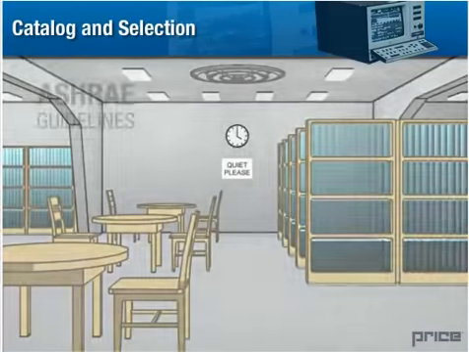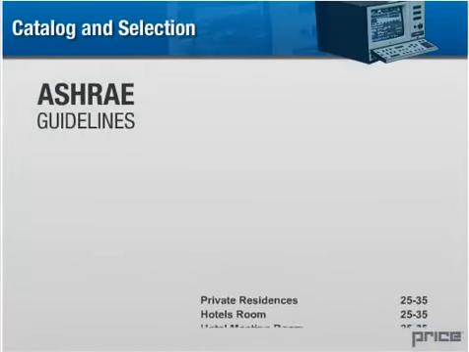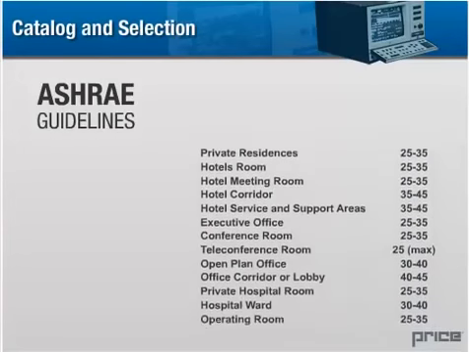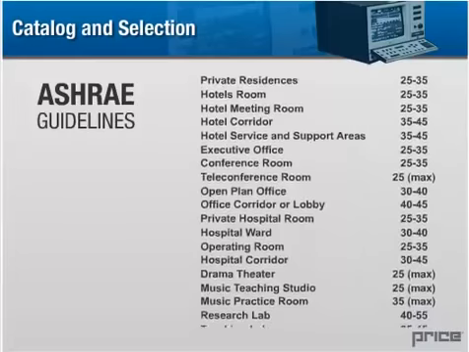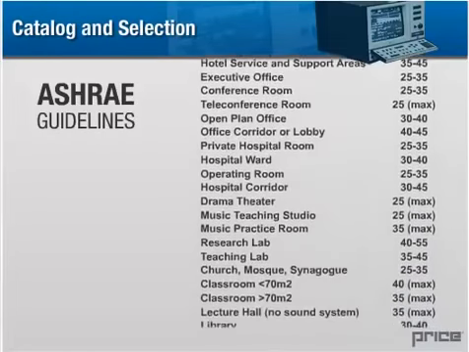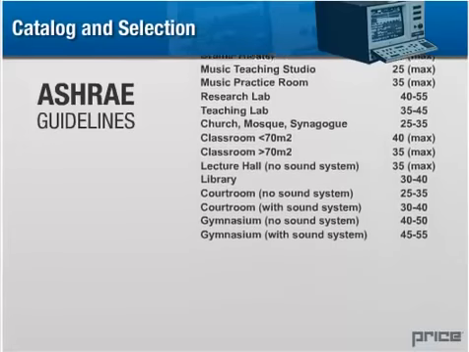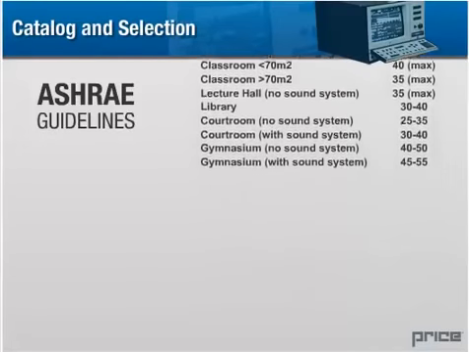How do we know which products are suitable for a particular environment? ASHRAE publishes guidelines that indicate what NC levels are allowable for specific applications. If we compare the NC levels given in these guidelines to the NC levels published in the catalog, we can find products that are suitable for most any room.